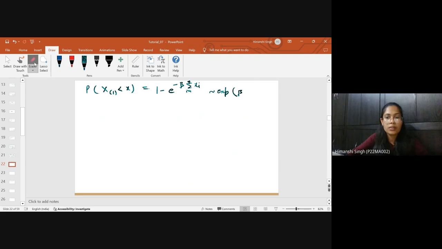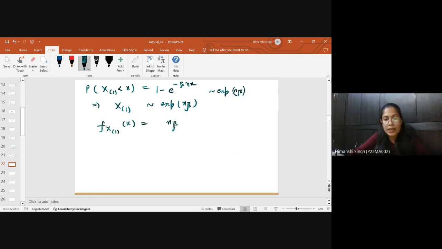Now it will be minus beta n of x, n times x. So it follows an exponential distribution with parameter n times beta. So this implies x1 follows exponential with n beta. So the density of x1 will be what? It will be n beta e to the power minus n beta x. So this will be the density, or I can say, oh yeah, we can say it to be x. So it will be n beta e to the power minus n beta x.